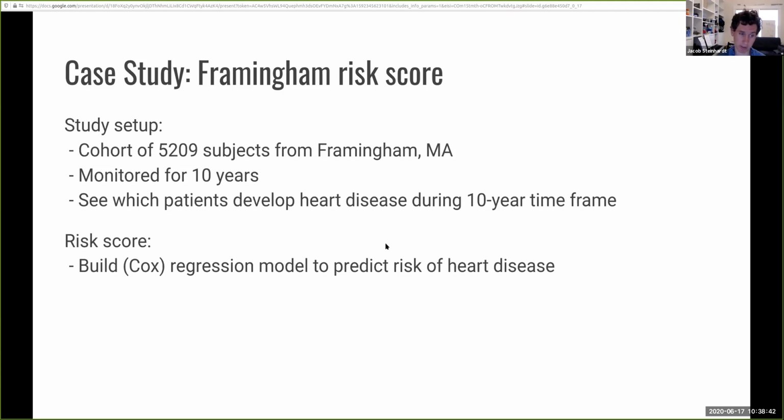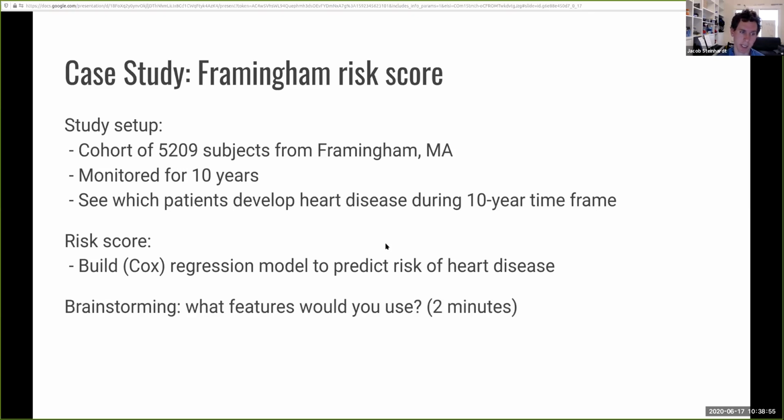So they basically have to worry about censoring, but from this data they build a regression model to predict the risk of heart disease. We described this study to the students, and then first we asked them, okay, you're building a regression model.